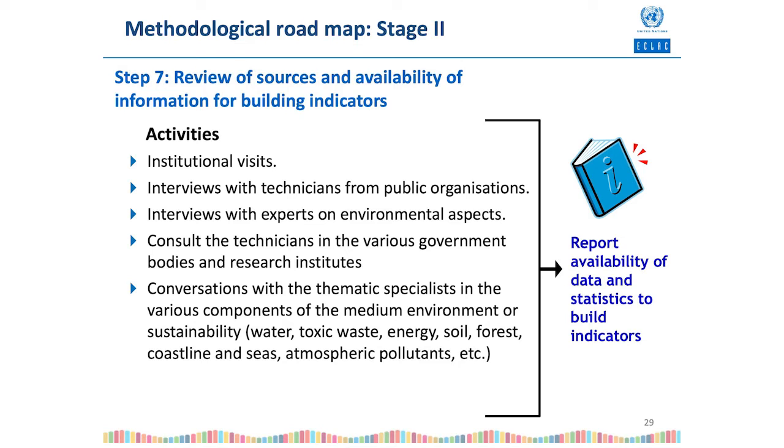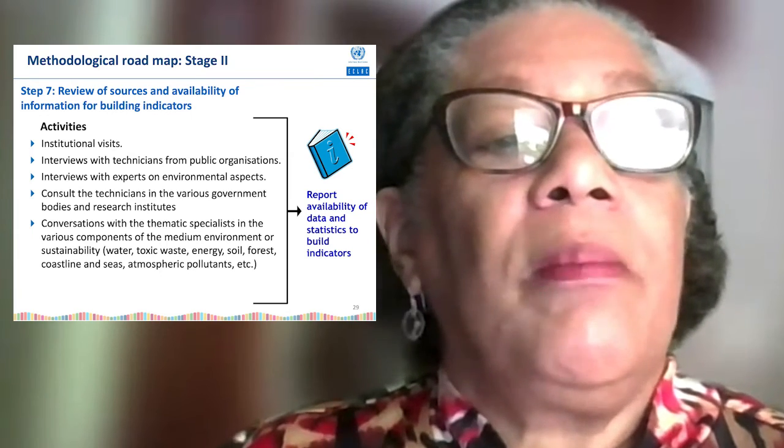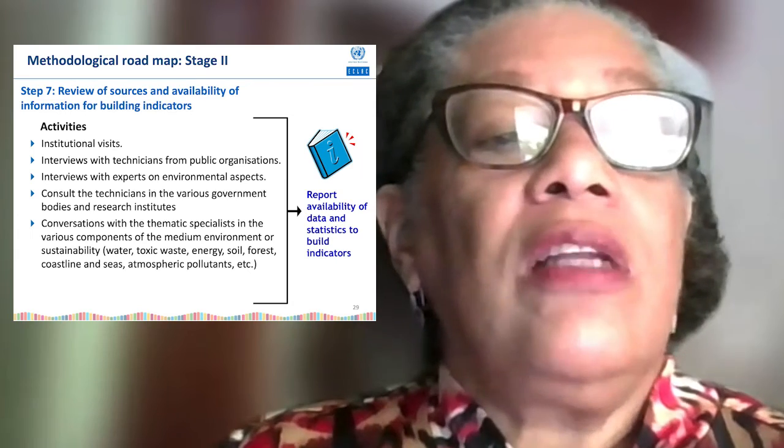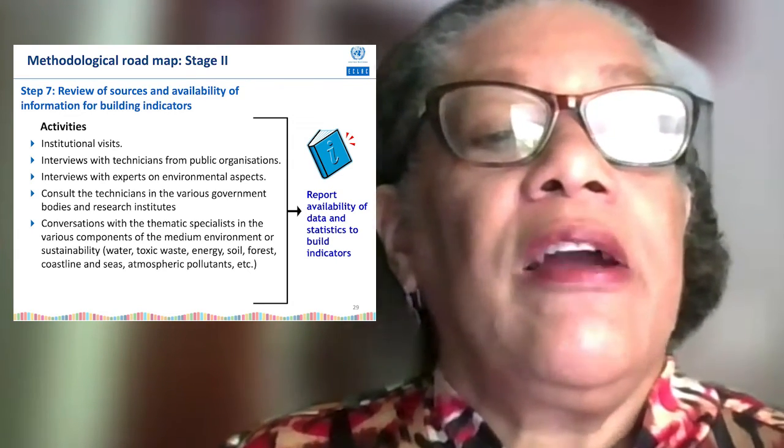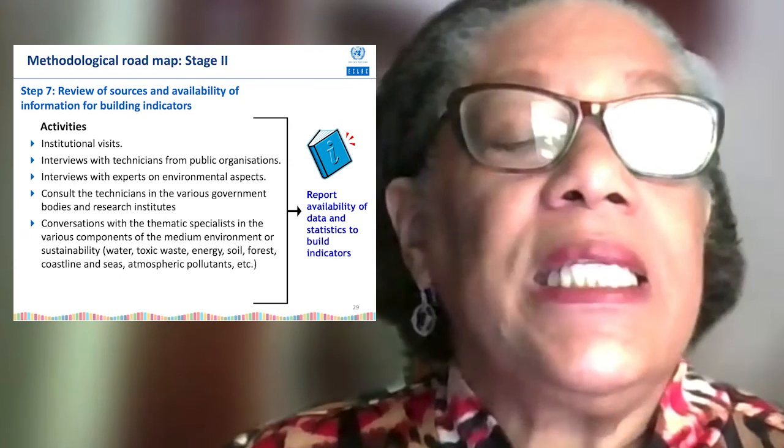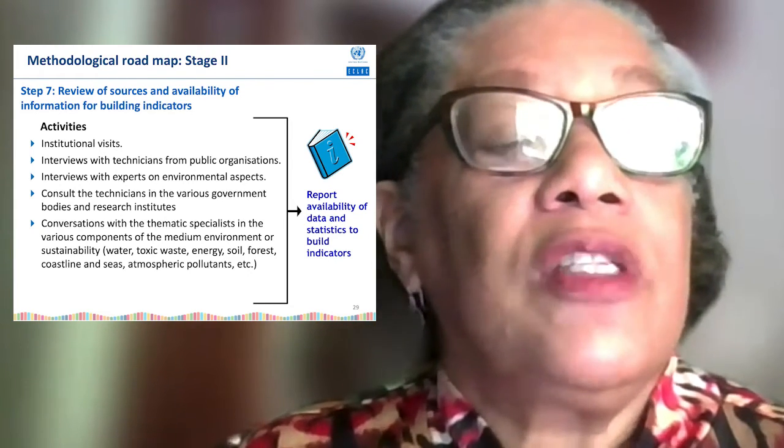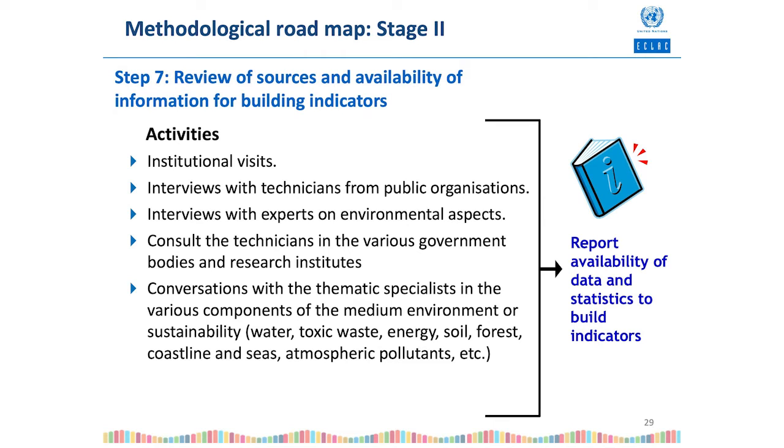So step 7 is a review of the sources and availability of information for building the indicators. And this would necessitate visiting institutions, interviewing technicians from public organizations, also interviewing experts with knowledge on environmental aspects, and consulting other technicians in various government bodies and research institutes. You could also have conversations with specialists in various areas of environment, such as water, waste, energy, forestry, marine resources, and air pollutants. And after this review of the sources and availability of information, you would be able to report the availability of data and statistics in order to build the indicators necessary.